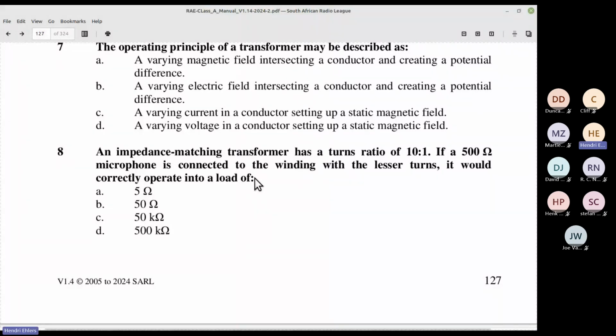An impedance matching transformer has a turns ratio of 10 to 1. If a 500 ohm microphone is connected to the winding with lesser turns, it would correctly operate into a load of 50 kilo ohms. That is correct. Oh, I got 5 ohms. Wait, it's a step down transformer.